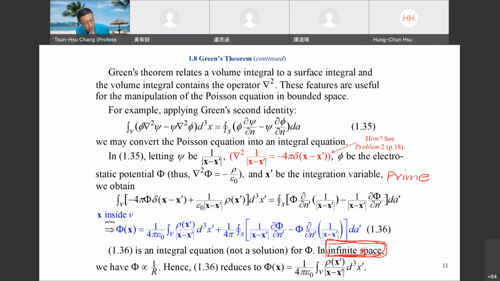What is a non-closed surface? I guess that's what he means. All the surface should be open surface, for example, just a plane. Just a plane, okay? Infinite plane, just a plane.